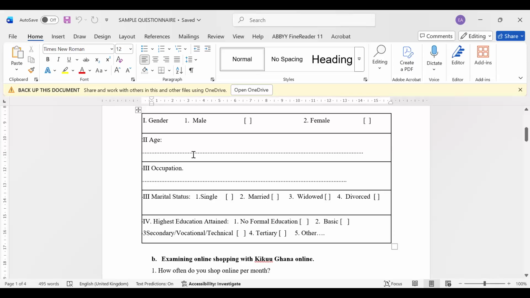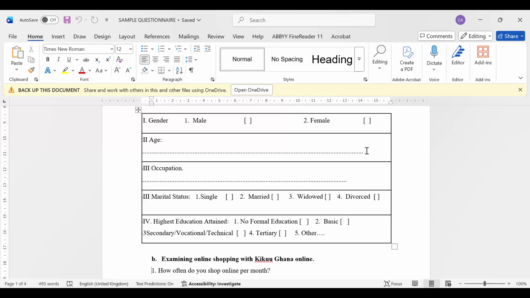You can see that in this particular example, age is open-ended, meaning there is no option. But it's better for questionnaires to always provide options for people to choose from. So if I know that my study is among university students, and I'm doing my study among level 300 students, I can guess that the youngest might be, let's say, 20 years, or let's say even 19. So you can have 19, use a 5-year gap.